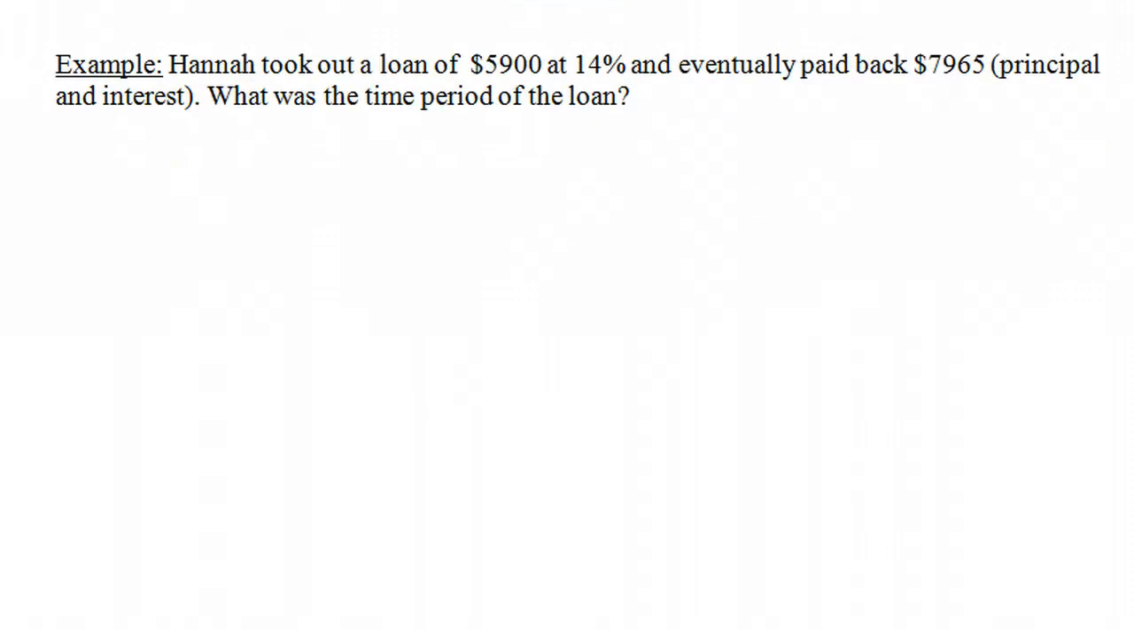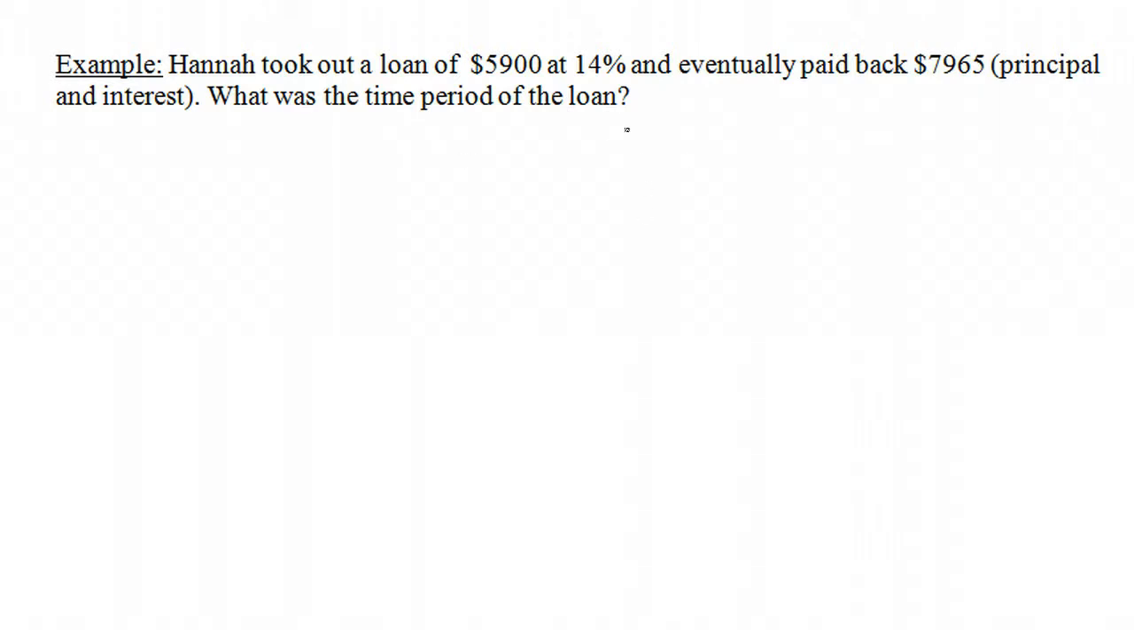One more problem. This is also almost exactly the same as a problem that I assigned in the homework from this section. It says Hannah took out a loan of $5,900 at 14% interest. And again, this is assumed to be simple interest. In future sections, we'll talk about compound interest. And eventually, she paid back $7,965 in principal and interest. And the question is, what is the time period of the loan?